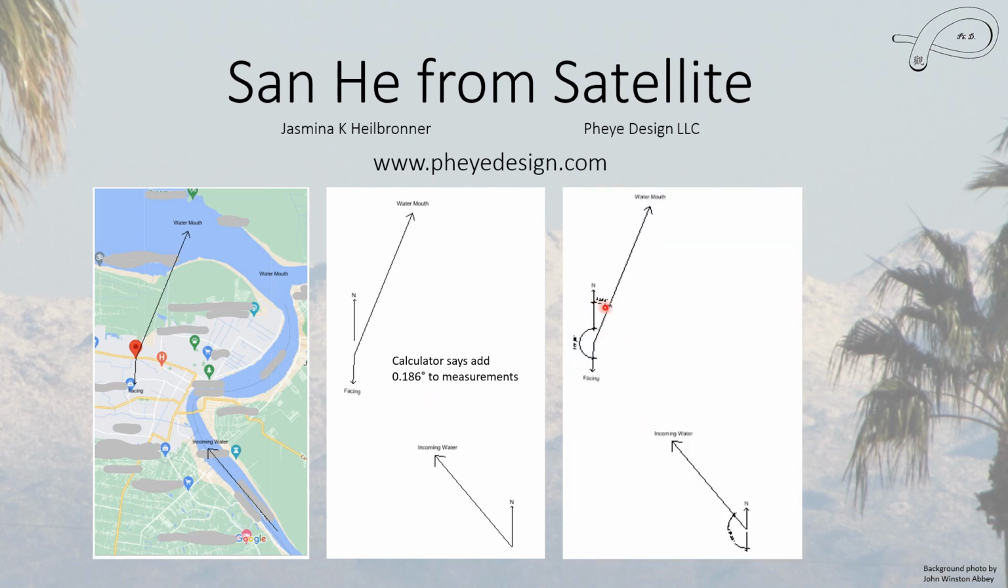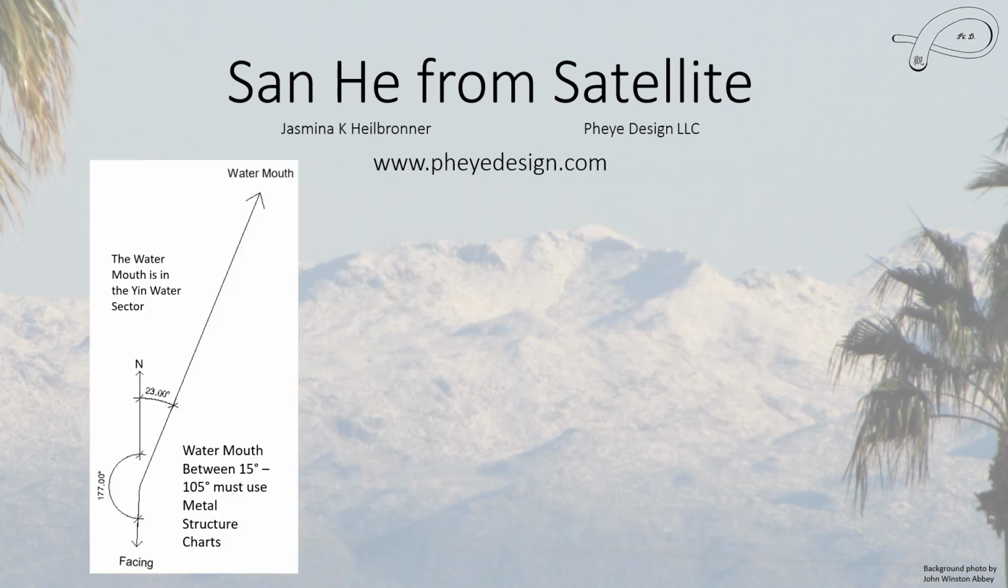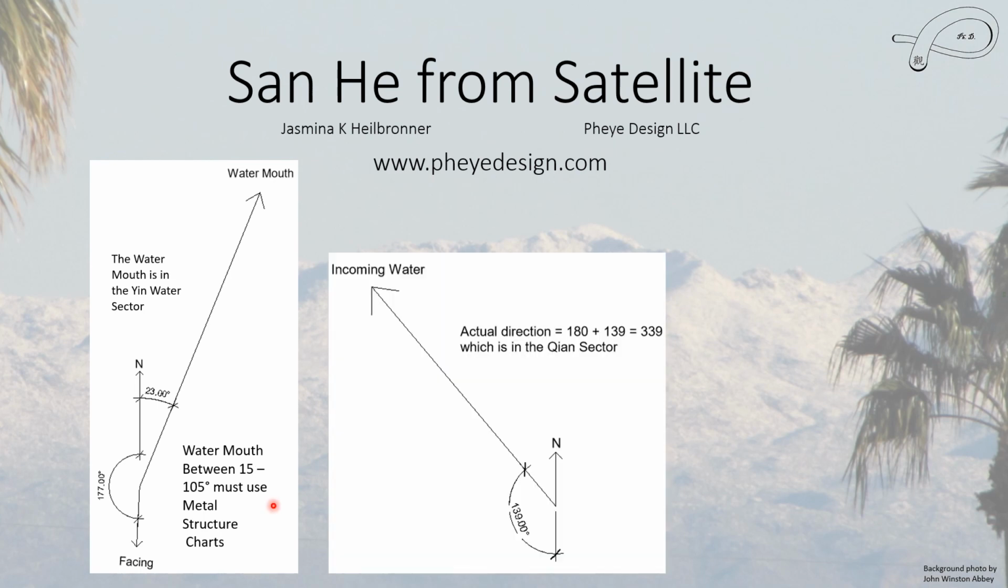Once I get that done, I do some measurements. Now I'm going to show you these 2 separately in close-up so you can actually read what's going on. So here we have the water mouth at 23 degrees from UTM north. And any water mouth that's between 15 and 105, you must use the metal structure. And I'll show you a table in just a bit. Again, we have our house's facing direction. And here's the incoming water.